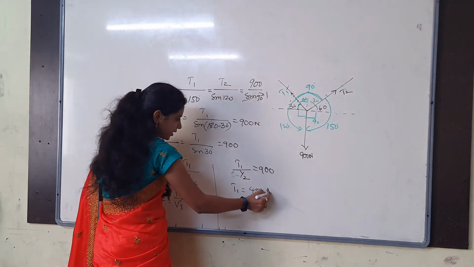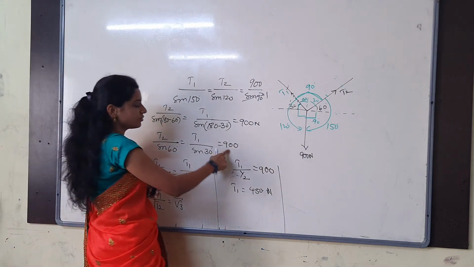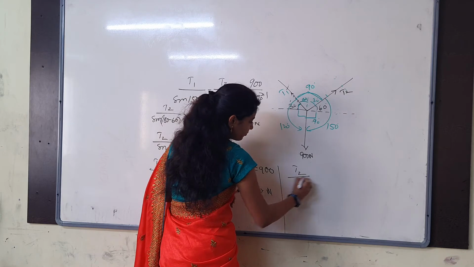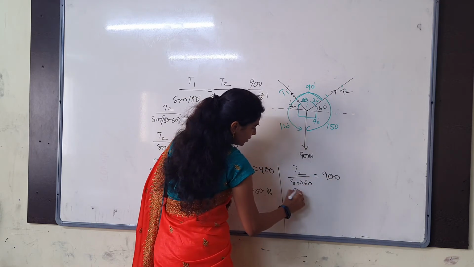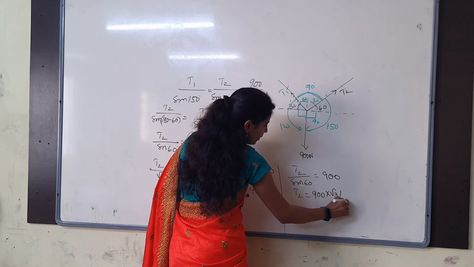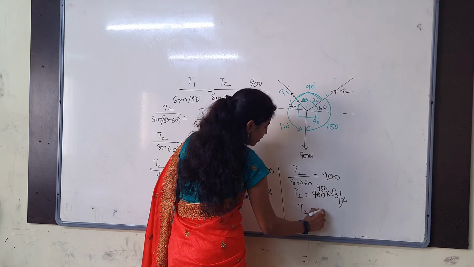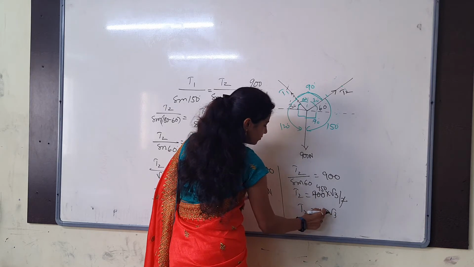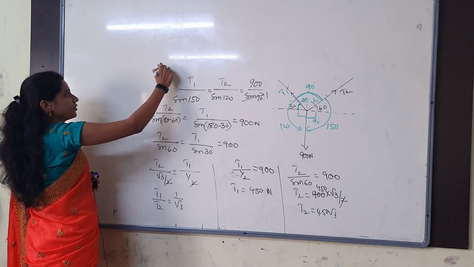Then the second case. What is the second case we have? T2 by sine 60 is equal to 900. Then T2 is equal to 900 into root 3 by 2. Then how much will you get? 450 root 3. We got the same answer as before also, or not? So that is how you have to solve. Whichever is easy, that one you follow.